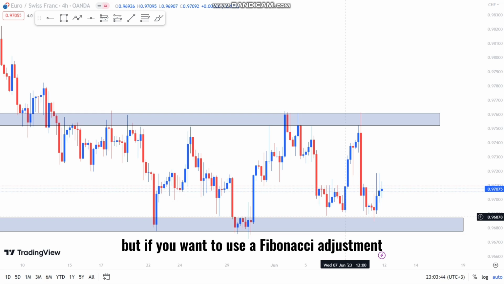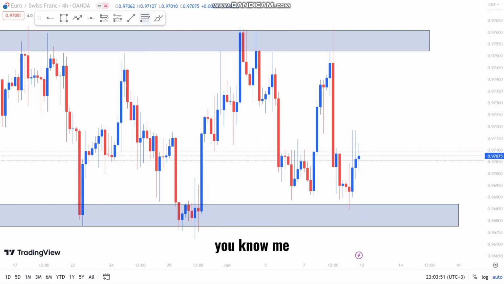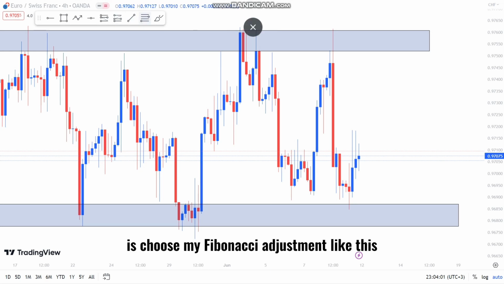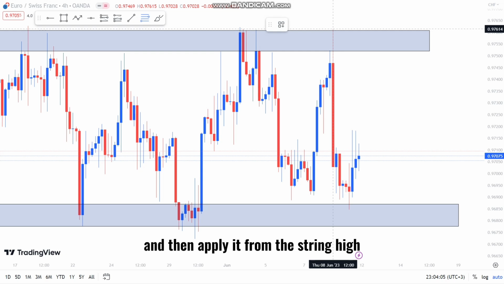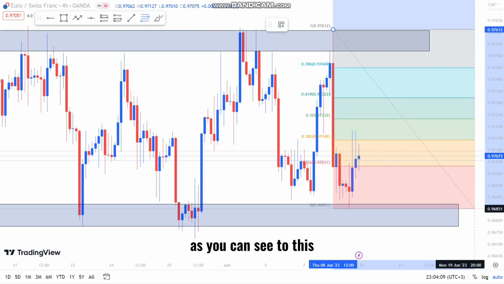But if you want to use a Fibonacci retracement, you can definitely use it, because you can even see we have something like an impulsive move. And whenever I see an impulsive move, I always use my Fibonacci. So what I'm going to do is choose my Fibonacci retracement like this, and then apply it from the swing high, just like this, to the swing low, just like this, as you can see, traders.